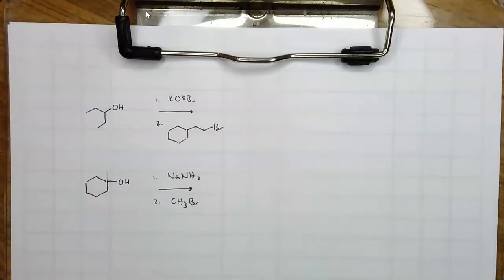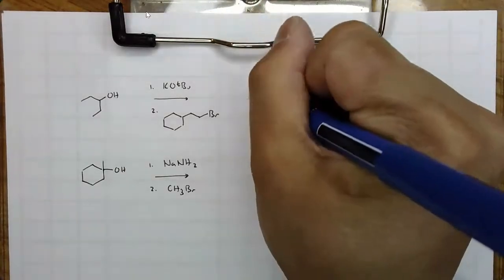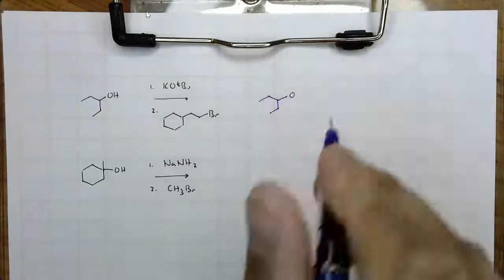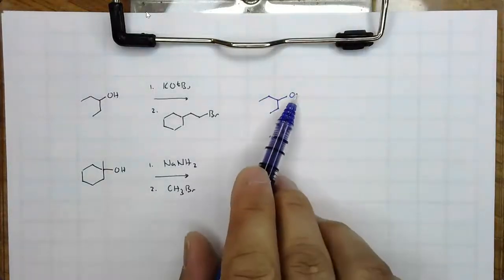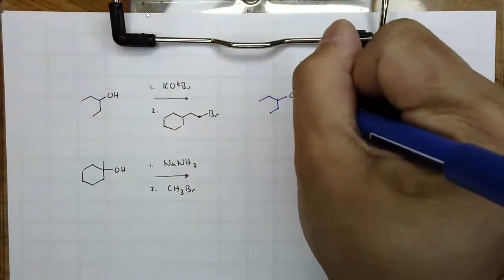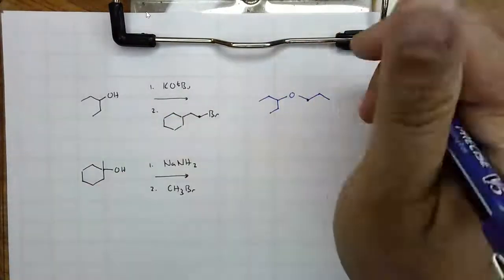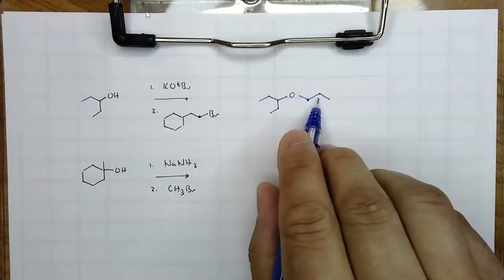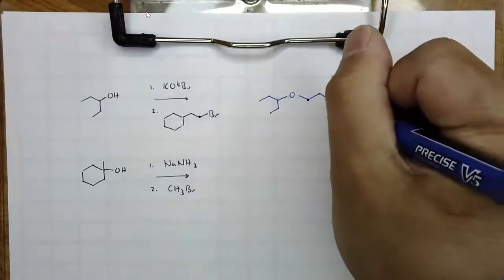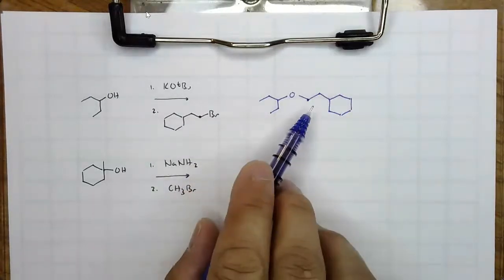Pause the video, and when you unpause it, I'll do these two for us. Okay. You make the alkoxide. So I'm not doing the mechanism, but visualize an O- attacking this alkyl halide at the dot. We have a CH2 group, and then the ring. So there's your CH2 group, and then the ring.